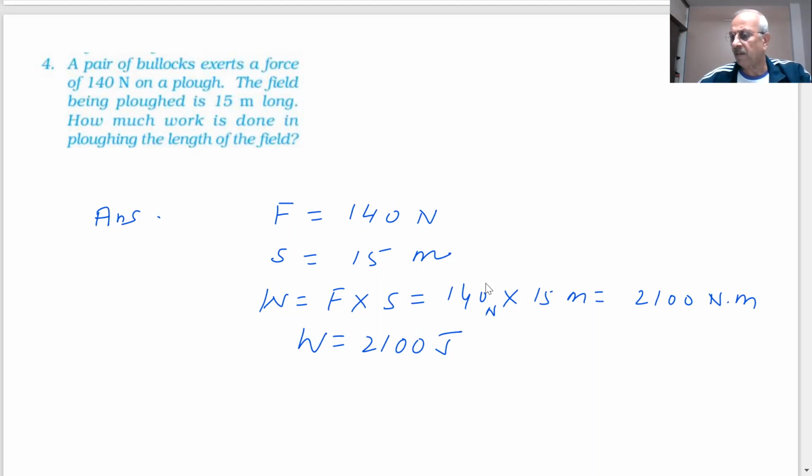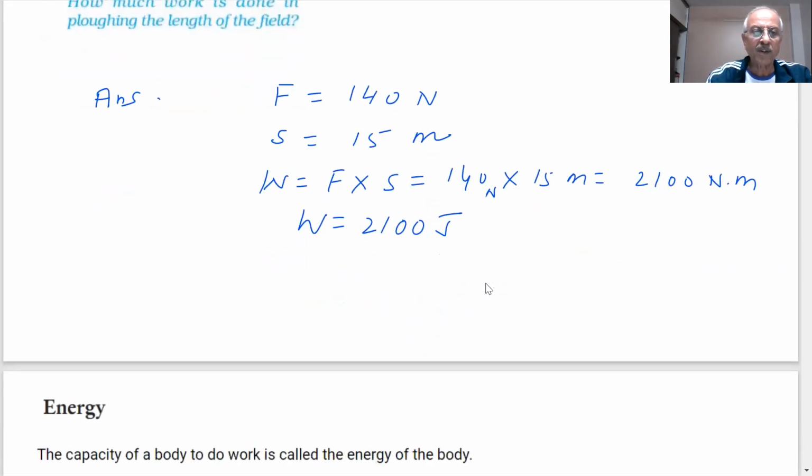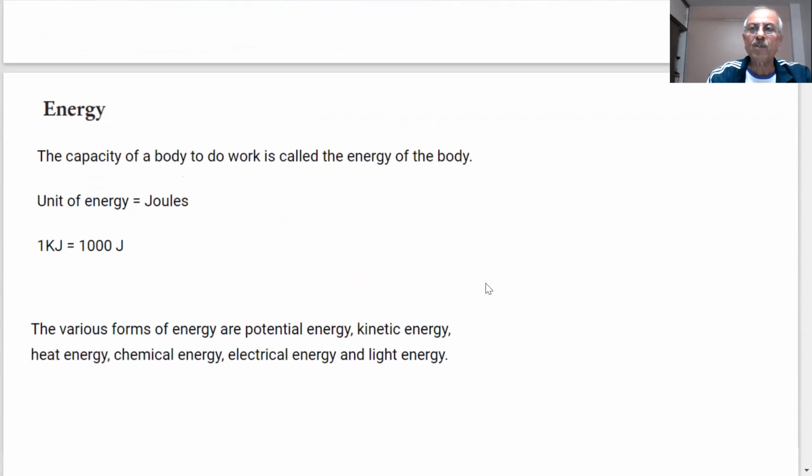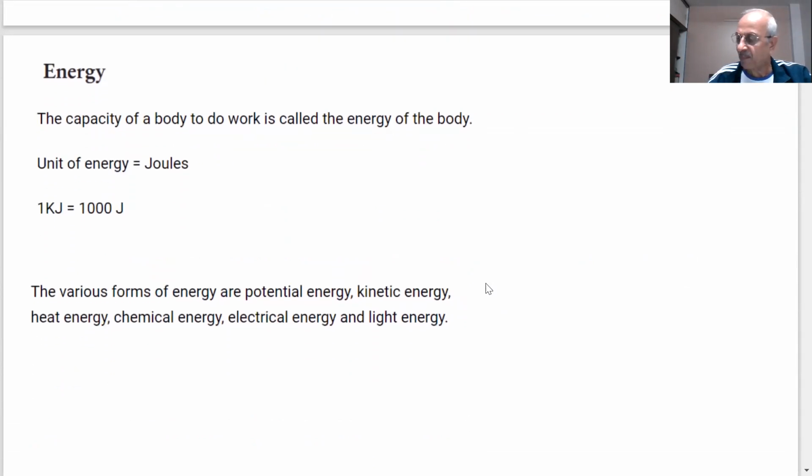So you can see now we have started working out question answer sessions. And once we understand, it is easy to answer the questions. If we don't understand, then it will not be possible to answer the question, students. Now we are coming to the second part of this, which is also important, energy.